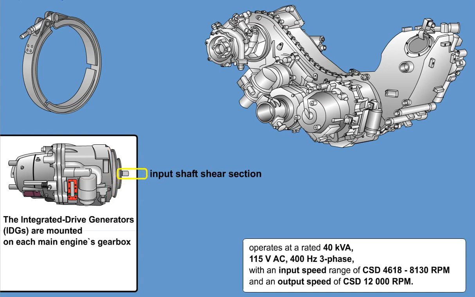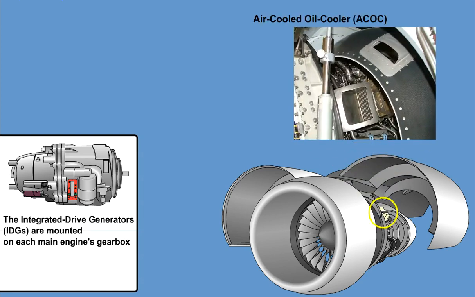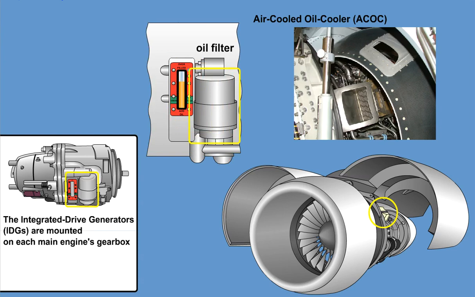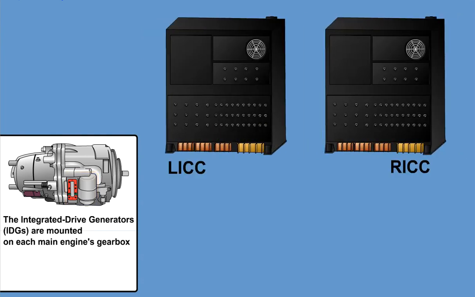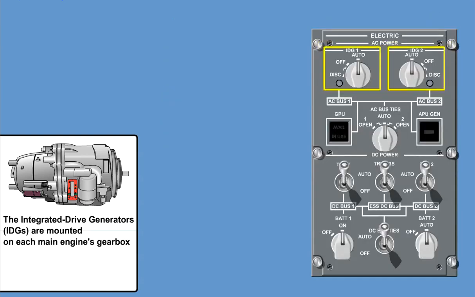The IDG and CSD operation and lubrication oil system is connected to an external air-cooled oil cooler, ACOC, to maintain proper temperature. For maintenance purposes, the IDG requires visual inspection of the oil level, a changeable oil filter, and oil. Operation of the IDGs is monitored and controlled by the generator control units, GCUs. The two IDG selector knobs are located on the electric control panel in the cockpit and must be in the auto position during normal operation.